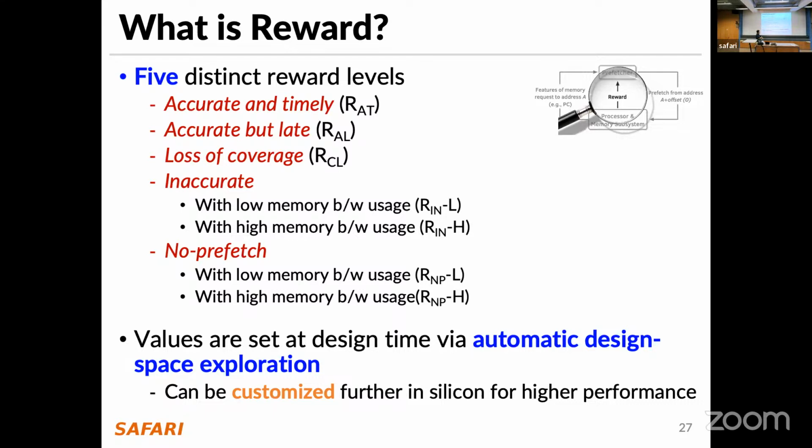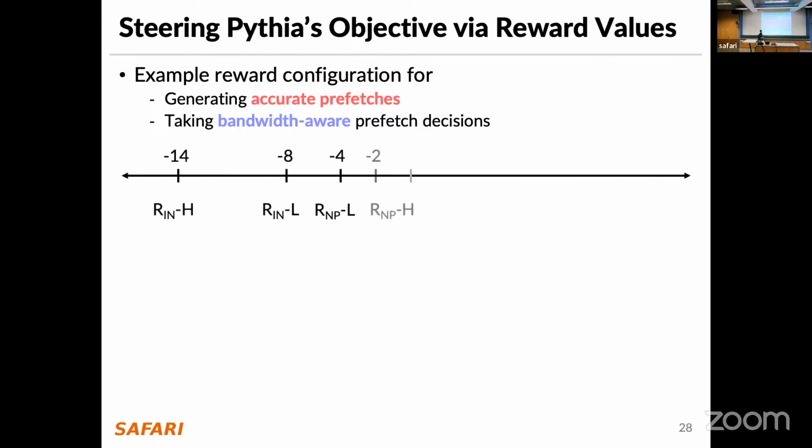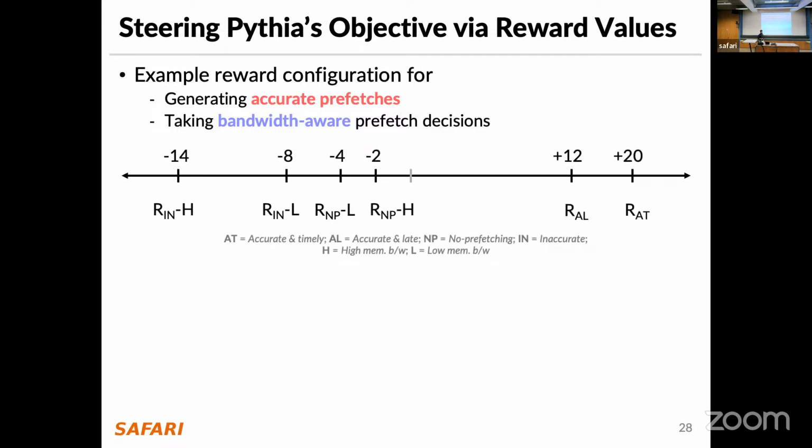Okay, so now let's see what I mean by the objectives in this case, right? Let me give you an example of a reward configuration and how exactly the reward defines the objective for Pythia. This is the number line, and let's say we have defined the reward levels like this. The 7 reward values we have put like this. So this is accurate and late, this is accurate and timely. Then no prefetching but high bandwidth, that's the case. No prefetching in low bandwidth, inaccurate prefetching in low bandwidth, and inaccurate prefetching in high bandwidth.